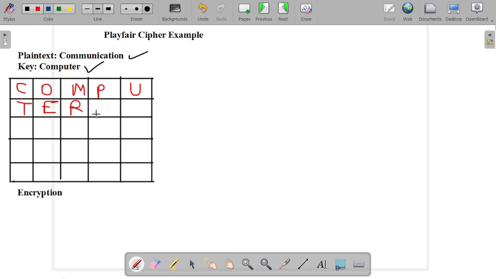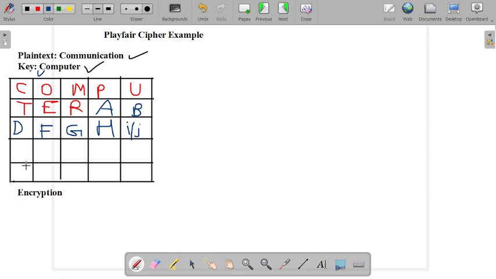So first of all, we start from A, then B, C is already done, so we remove C, then after C we take D, then E is also already done, then we go with F, then G, then H, then I and J will be taken in one place as per our Playfair cipher rule.